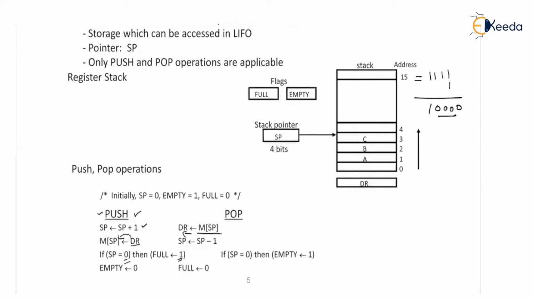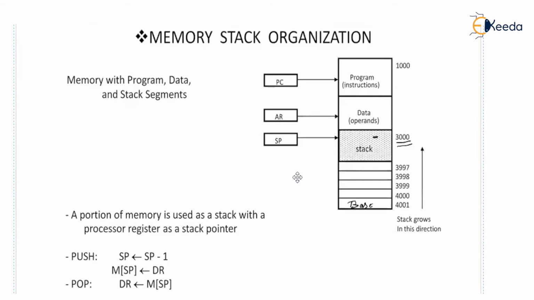But the stack pointer is of just 4 bits. It only takes the least significant 4 digits, and the stack pointer will come back here, right? But in the memory stack, what is happening?